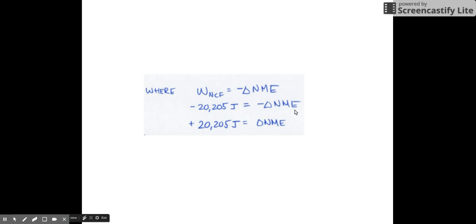I wanted to show you this because the negatives here cancel, and the change in non-mechanical energy forms is actually an increase of 20,000 joules. What that means is that you've generated 20,000 joules of thermal energy. So that's how you can interpret that. That delta NME is positive because you've made those 20,000 joules into thermal energy.